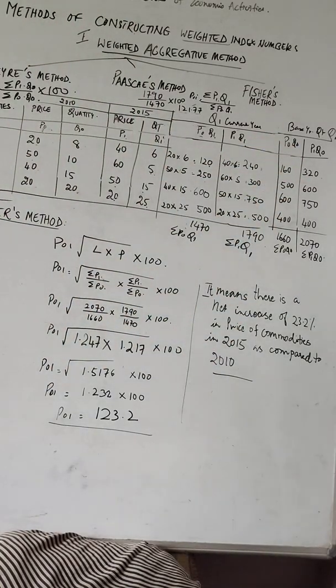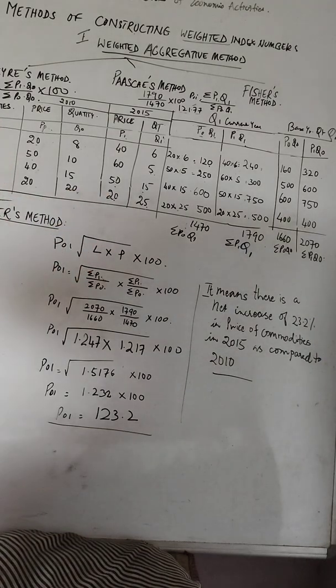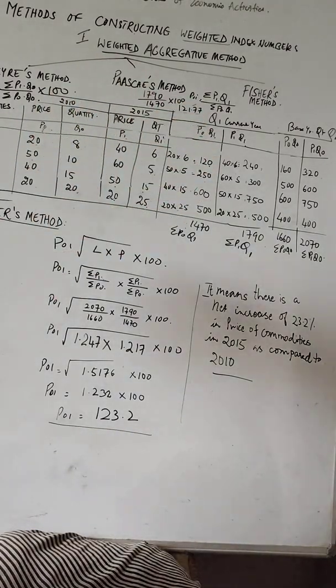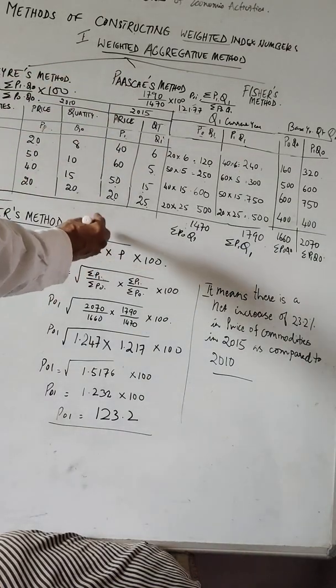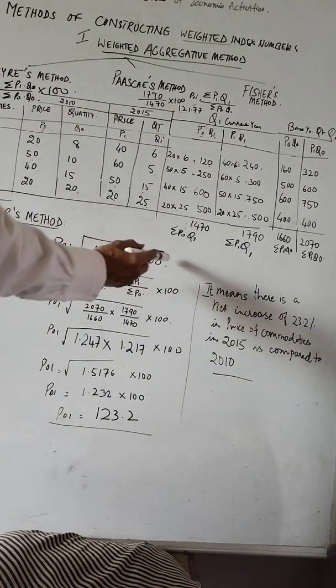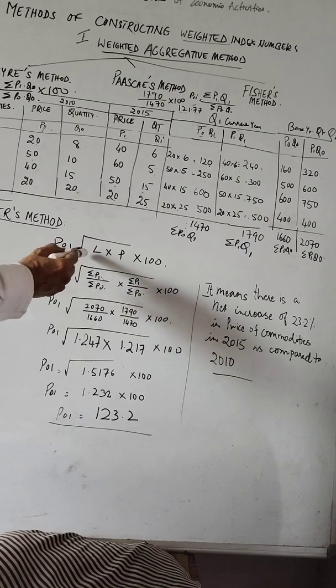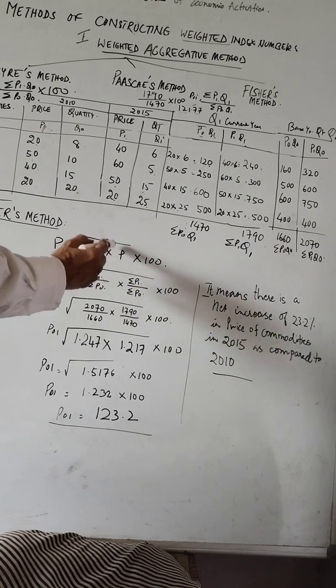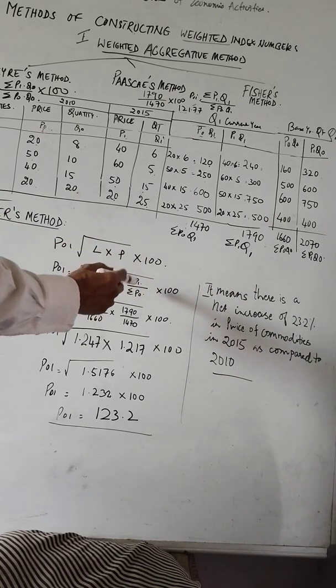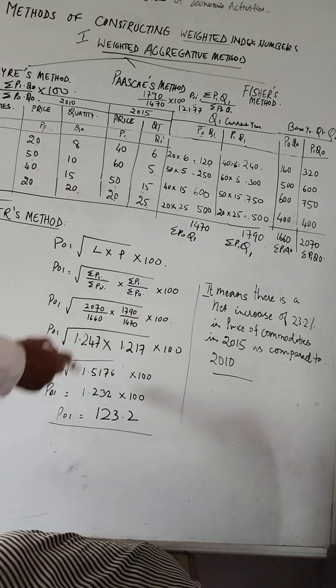And in this, we are going to do the Fisher's method. Now, in Fisher's method, what we do is, it is a combination of the Laspeyres' method and Paasche's method, under root into 100. This is how we do it. Alright, so P01, L into P under root into 100. And then we find out the square root, and this is how we will do it.